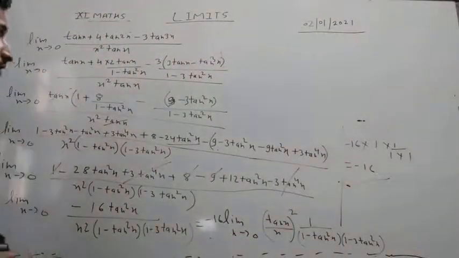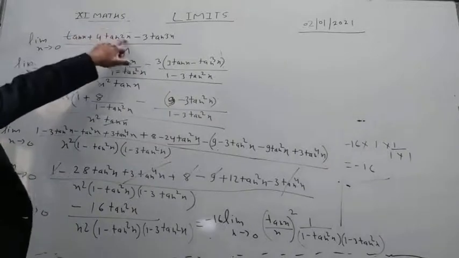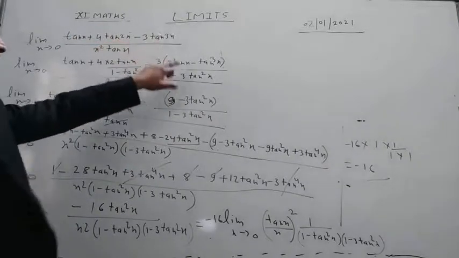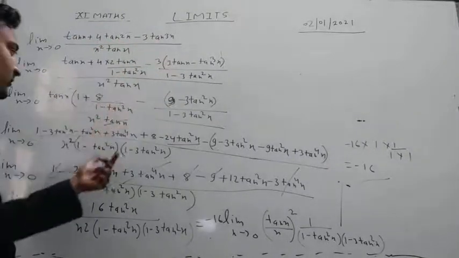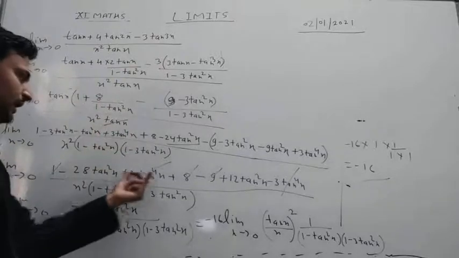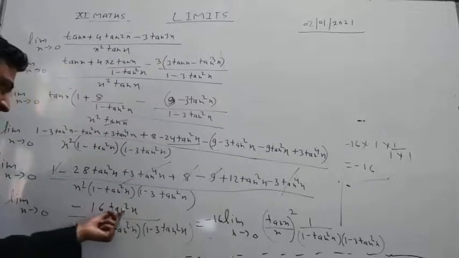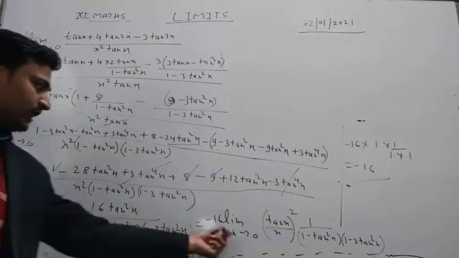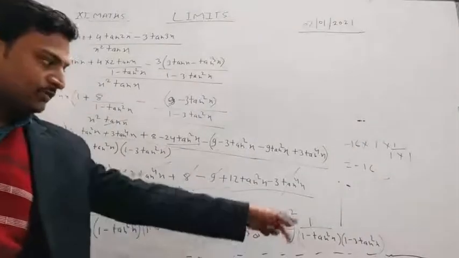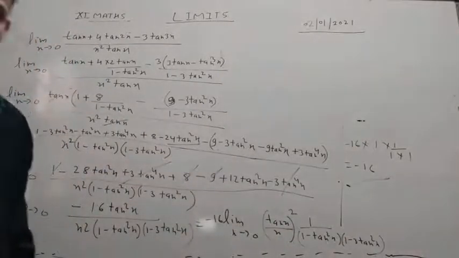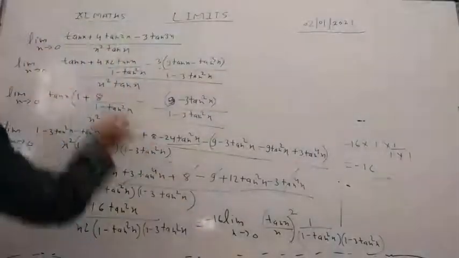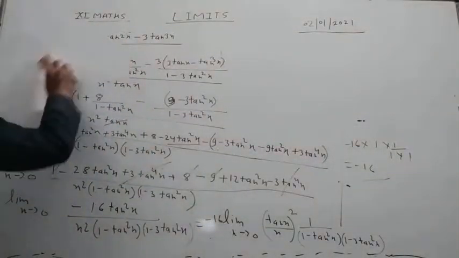I hope you understand this, friends. We have just opened tan 2x and tan 3x, then taken LCM and further solved it, and after cancellation we see that minus 16 tan square x by x square we will write 1, and this part will be 1. Okay, I hope you understand, friends. Now we move to the next question.